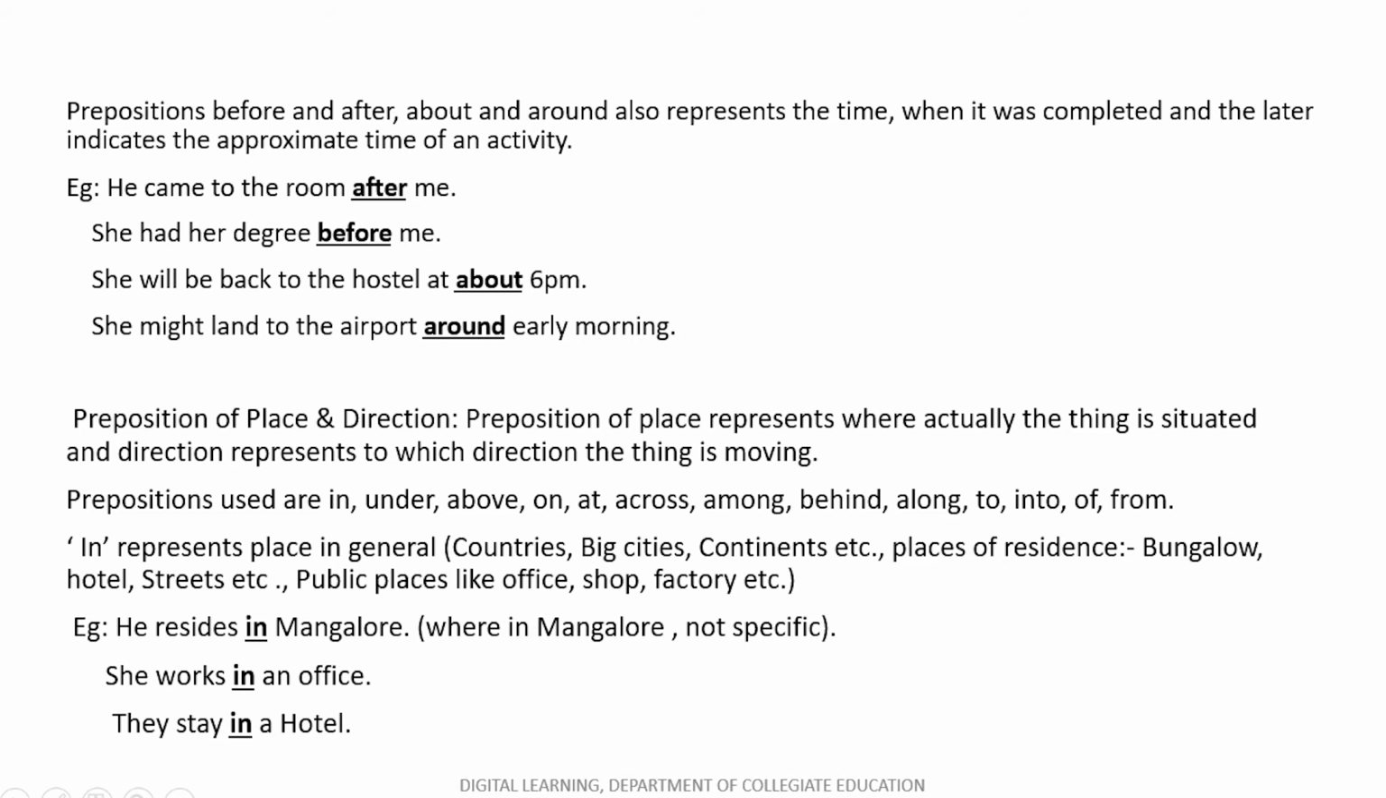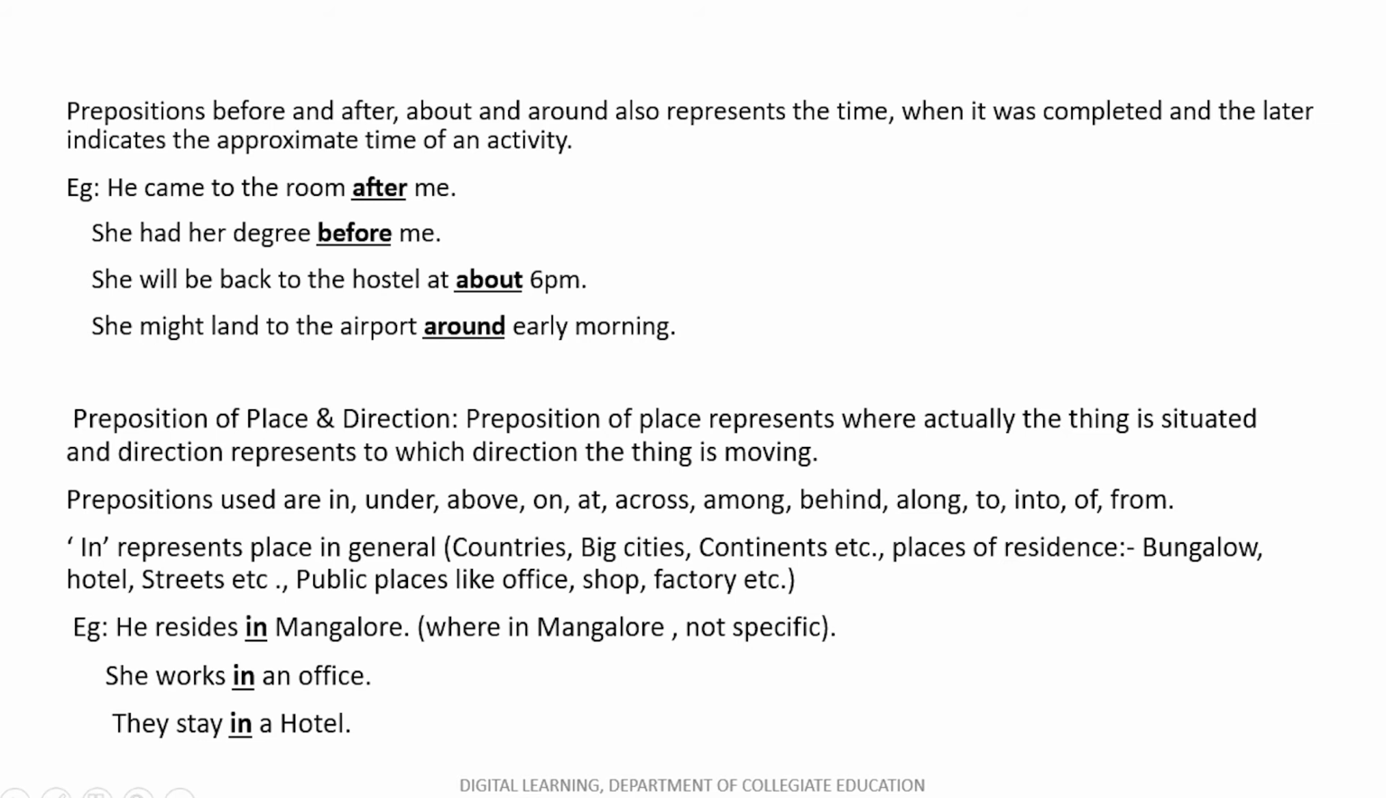Next, coming to prepositions of place and direction. Prepositions of place represent where the thing is actually situated, and direction represents in which direction the thing is moving. The prepositions used are under, above, on, at, across, among, behind, along, to, into, of, from.